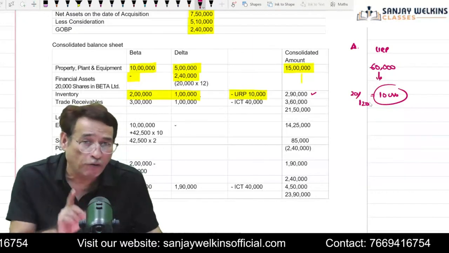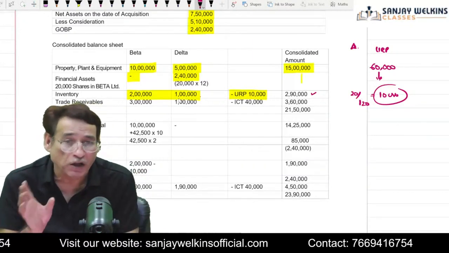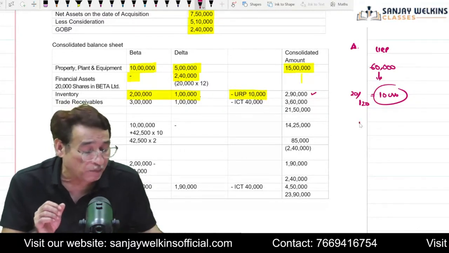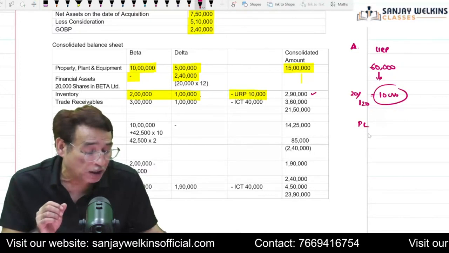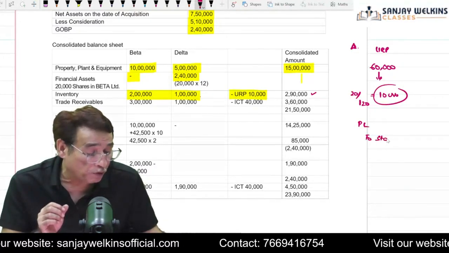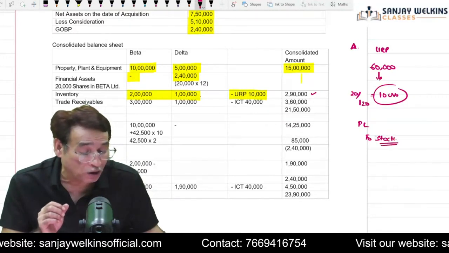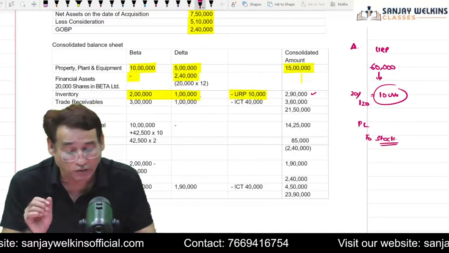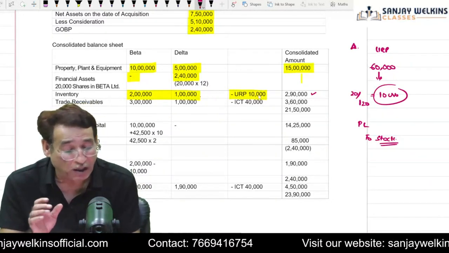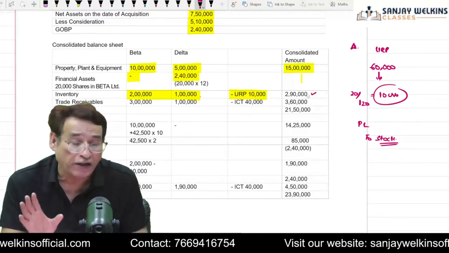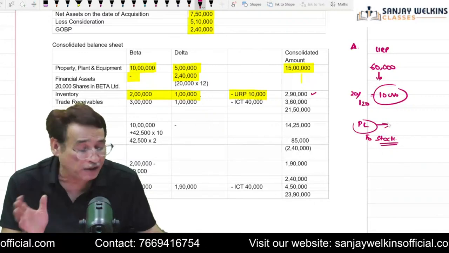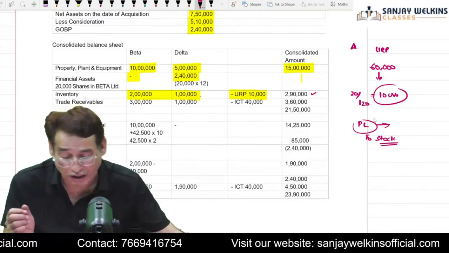The unrealized profit will be subtracted from the consolidated amount of inventory, number one. And this time, the entry will be profit and loss account debit to stock account. So value of stock will fall by 10,000 in the consolidated balance sheet. First add the items of stock, then subtract unrealized profit, write 290. But it will also create what we call profit and loss account debit balance. That debit balance will be written under other equity. I will let you know.